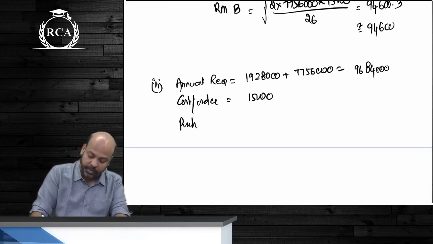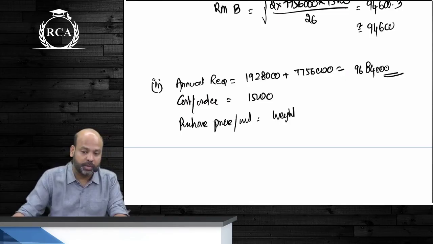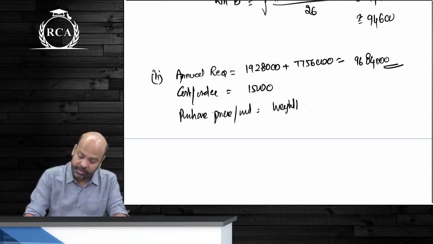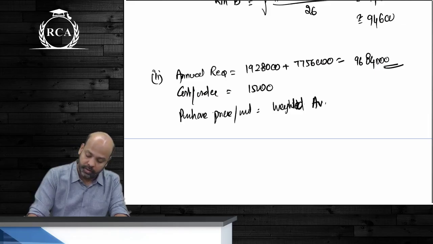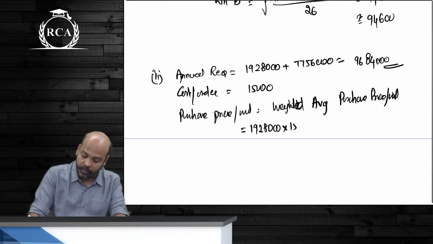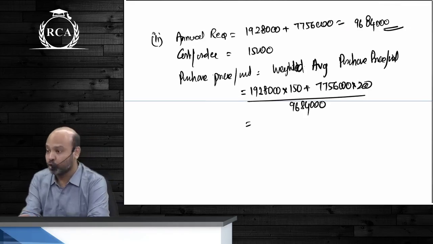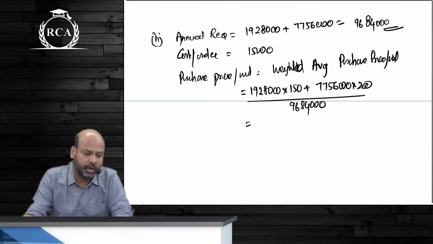Your purchase price per unit should now be the weighted average purchase price. You cannot simply add both of them. If these are the units, the carrying cost should be based on these units. This is the most important part. Weighted average purchase price per unit will be equal to those 19,28,000 units I was going to buy at 150, plus the 77,56,000 units I was going to buy at 200, divided by 96,84,000. Few units you're going to buy at 150, few at 200, so we compute the average price of both.